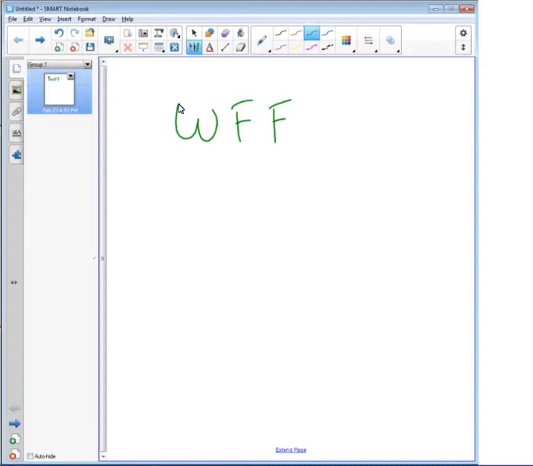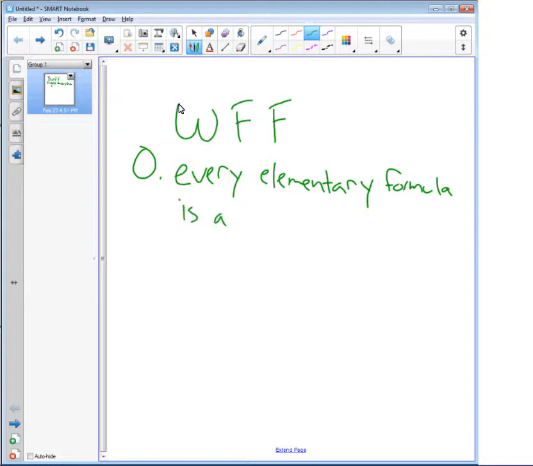So these were the ones we actually put like this. So we started with rule 0. And yeah, rule 0 was, sorry, not every, every elementary formula. Every elementary formula is a well-formed formula.